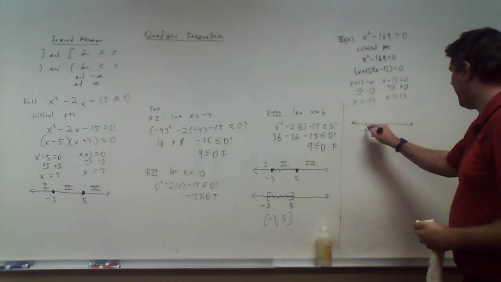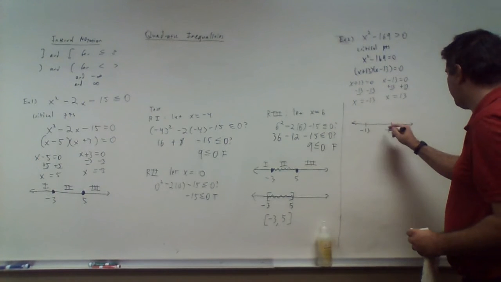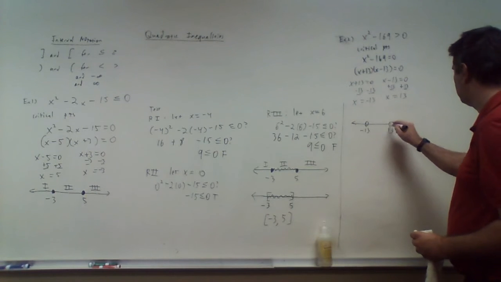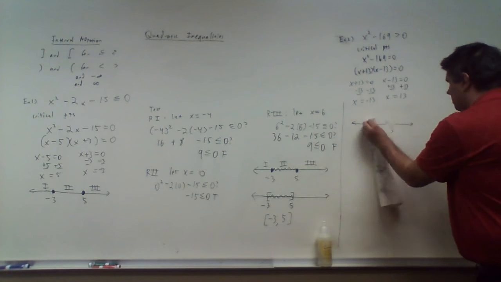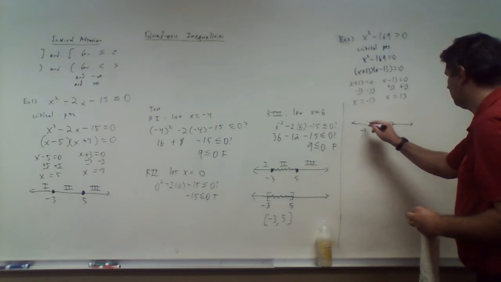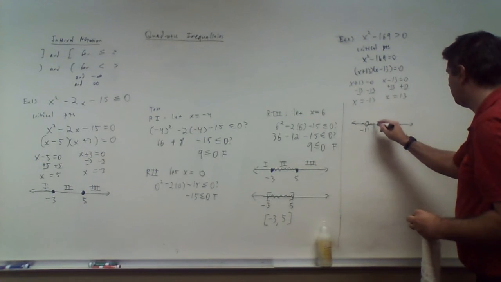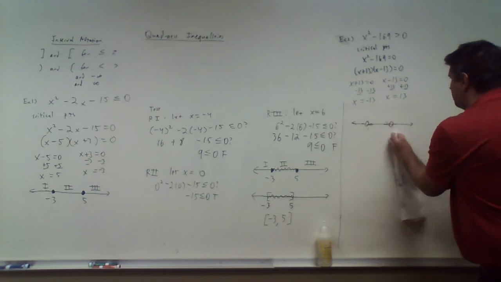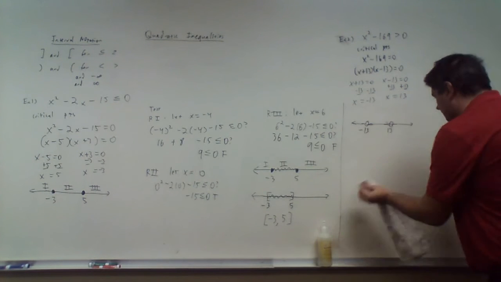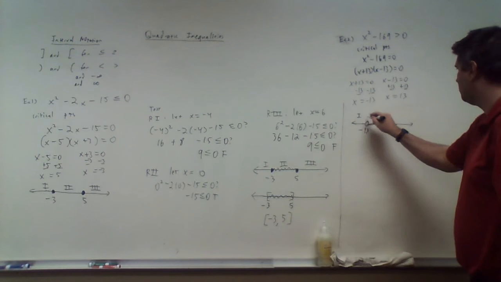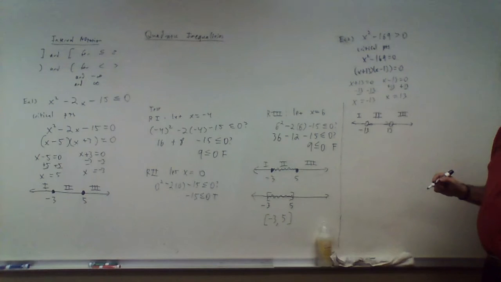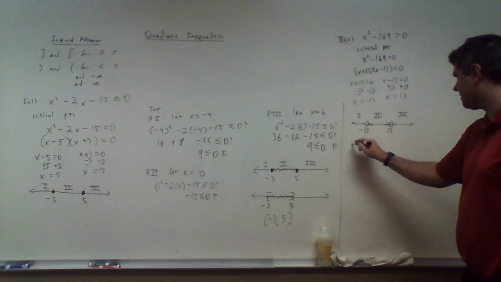So, negative 13, 13, open dot because of the... I'm sorry, there's no "or equal to." Okay? So strict inequality sign, we got negative 13, we have 13. Region 1, region 2, region 3. Okay, so now we will test.